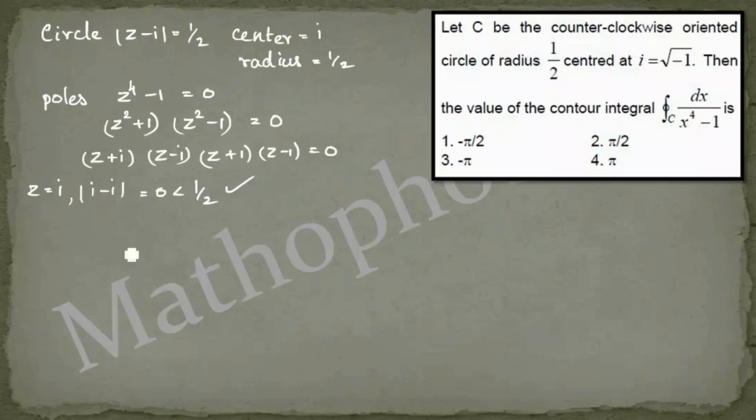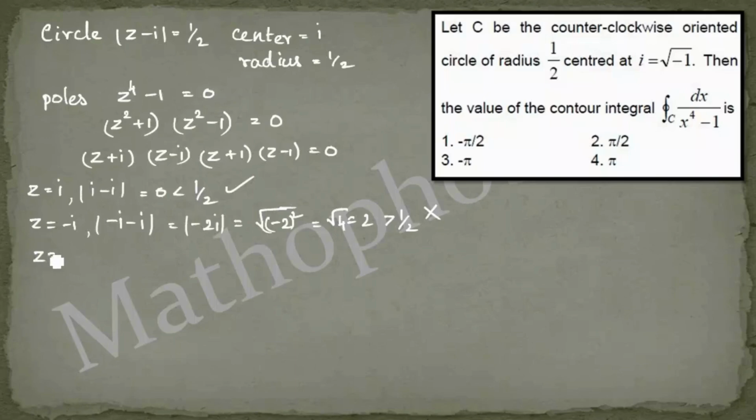So இது வந்துட்டு inside circle. Mod z is equal to minus i point consider பண்ணா it will be minus i minus i is equal to minus 2i, which will be square root of minus 2 square is equal to root 4 which will be equal to 2 which is greater than 1/2. So outside circle, அதனால இந்த பாயிண்ட் கன்சிடர் பண்ண மாட்டோம்.